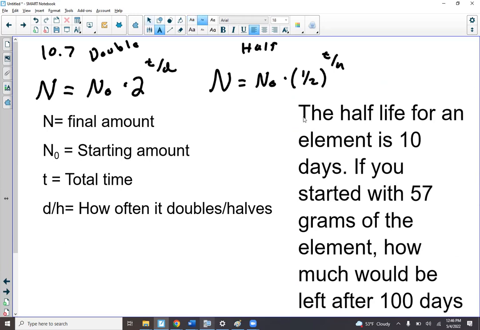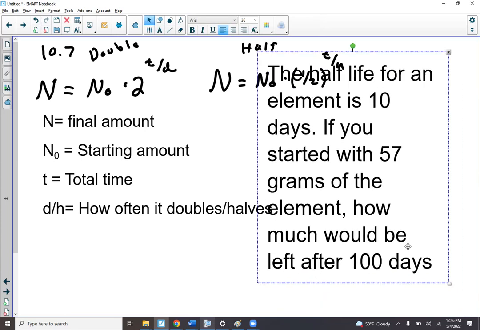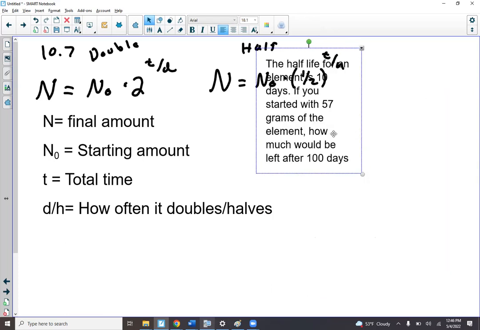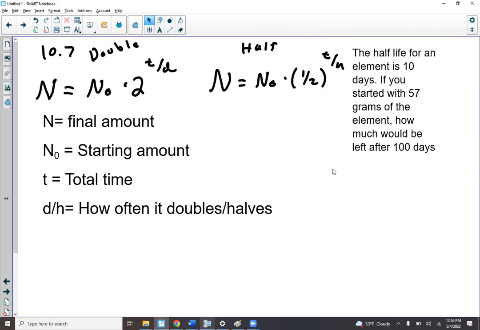I'll make this a little bit smaller size space. Okay. If a half-life for element is 10 days and you started with 57 grams, how much will be left after 100 days?